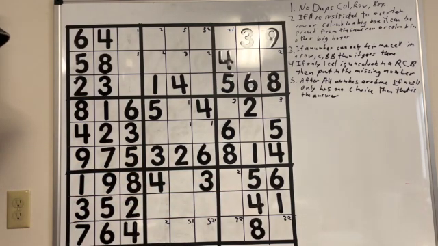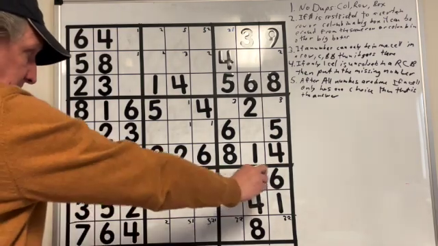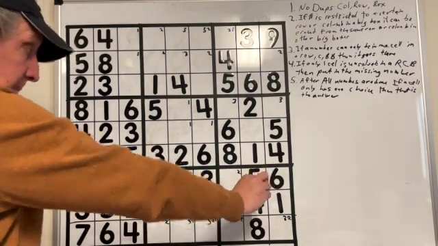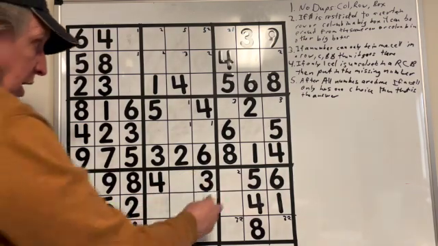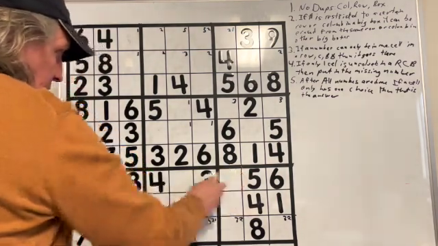This is the only place a 2 can go. So because of rule number 3, in this row, let me make it clear, it's in this row. So because of rule number 3, we know that's a 2.